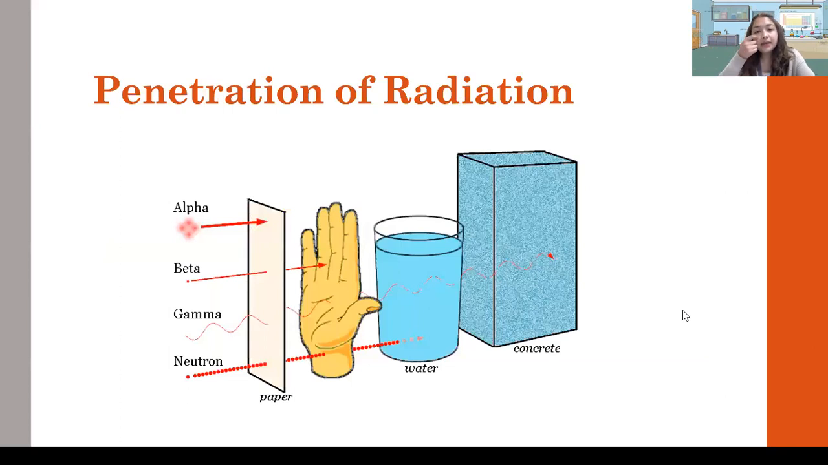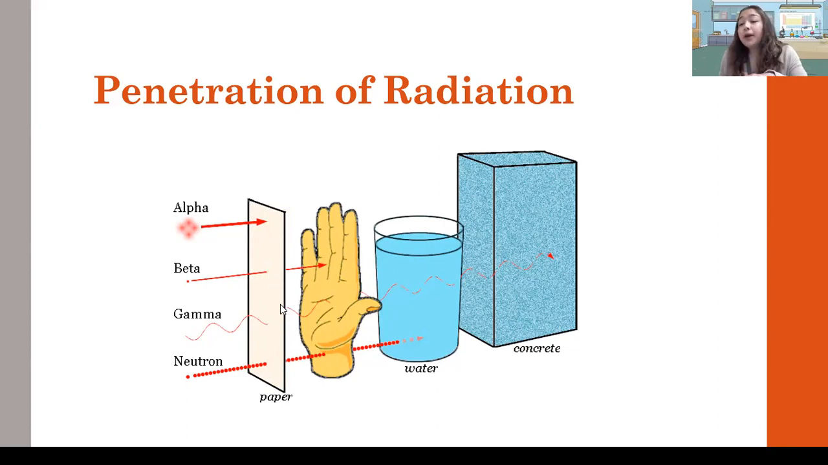This is showing us how easily our particles can go through different things, if that makes sense. So alpha particles, that's the first one. We already said that because of its protons and its neutrons, it's too clunky to go through a whole bunch of different things. So we can see here that the alpha particle is stopped by something as simple as a piece of paper, right?